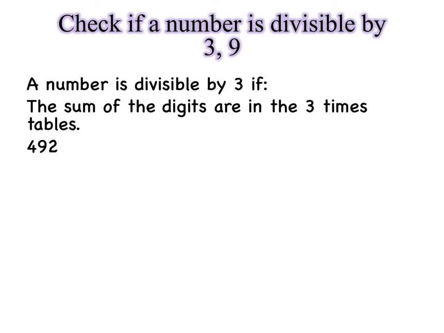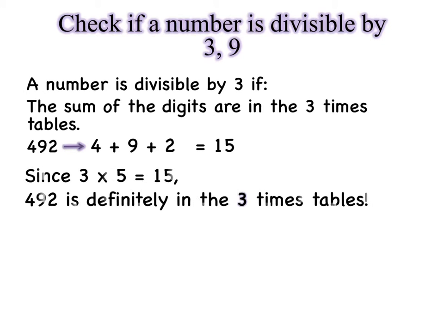So let's take, for example, 492. If I say 4 plus 9 plus 2, that gives me 15. And 15 is divisible by 3 because it's in the 3 times tables. And therefore 492 is definitely in the 3 times tables because 3 times 5 is 15.